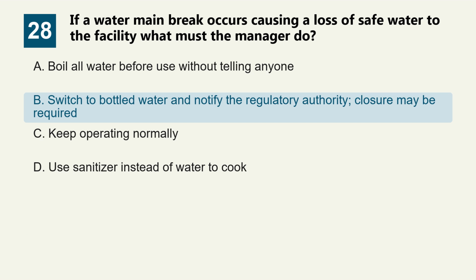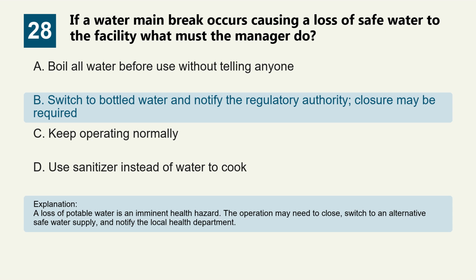Switch to bottled water and notify the regulatory authority. Closure may be required. A loss of potable water is an imminent health hazard. The operation may need to close, switch to an alternative safe water supply, and notify the local health department.